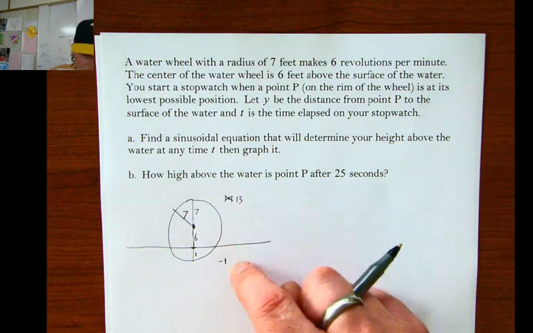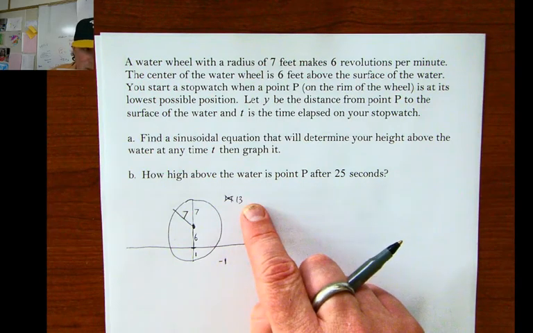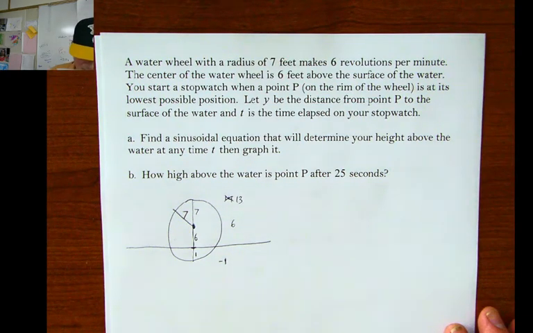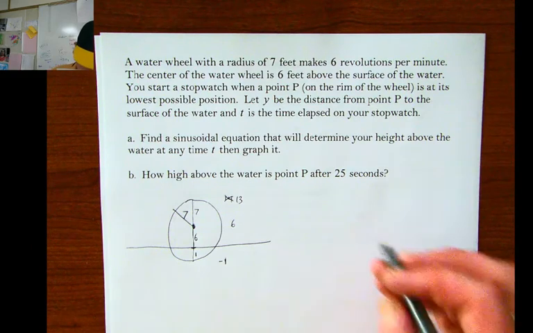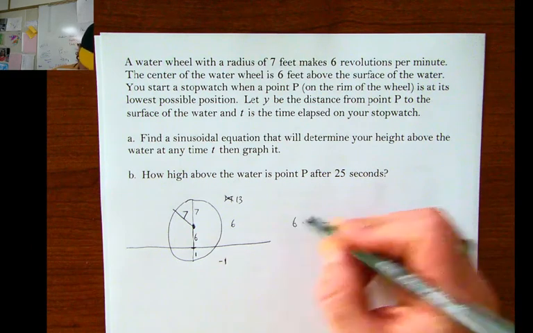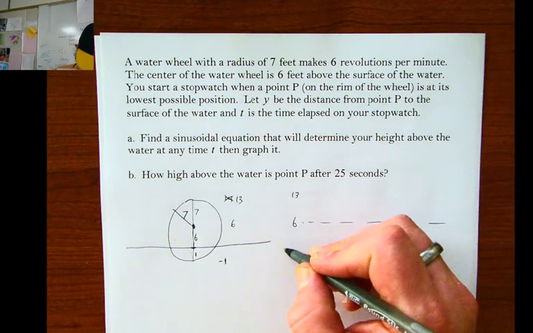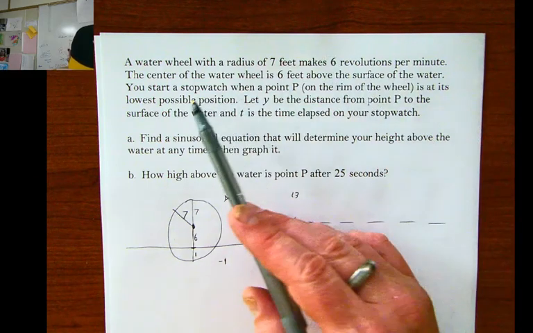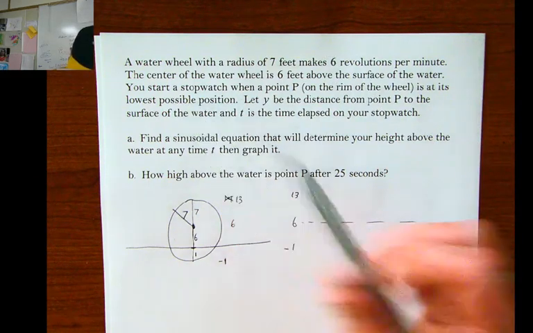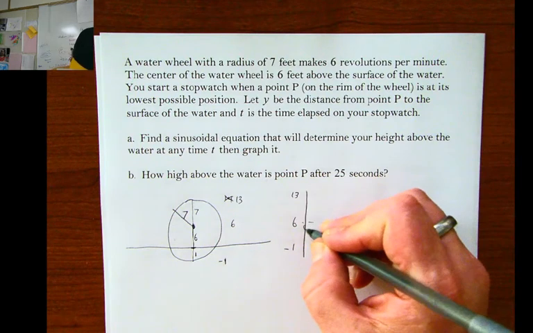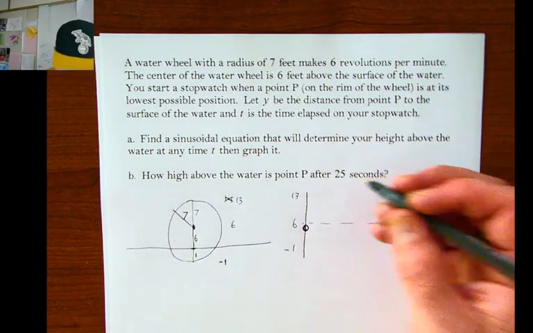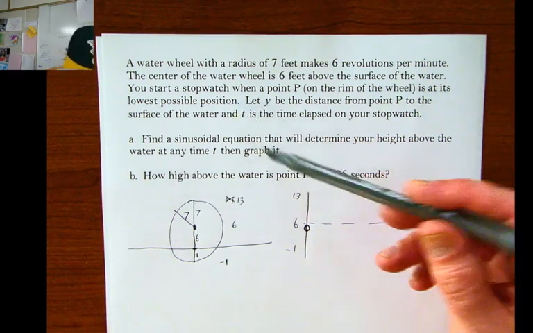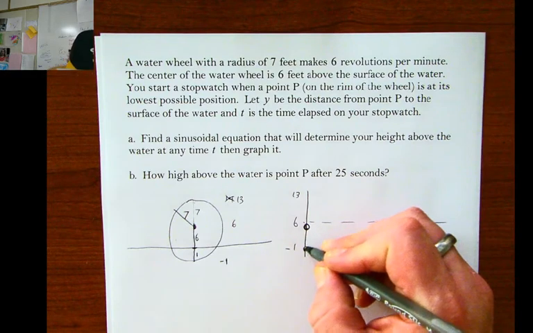Halfway between 13 and -1, let's see, these add up to 12. 12 divided by 2 is 6. So 6 is my axis. So I've got an axis at 6, maximum at 13, minimum at -1. And when you start your stopwatch, so when time is at 0, it is at its lowest possible position. Its lowest possible position is down here at the bottom.